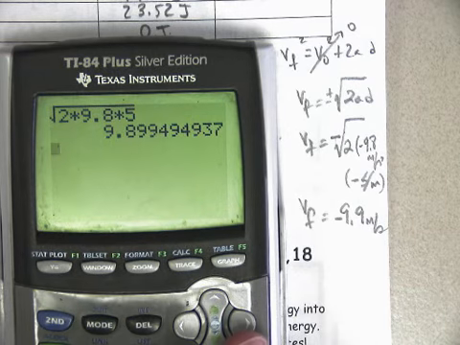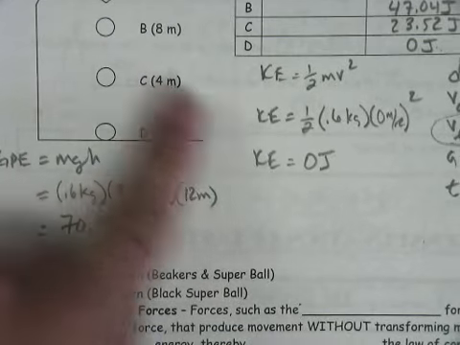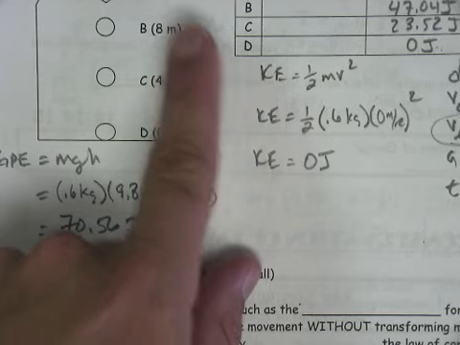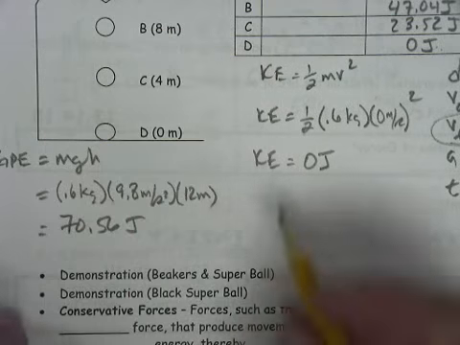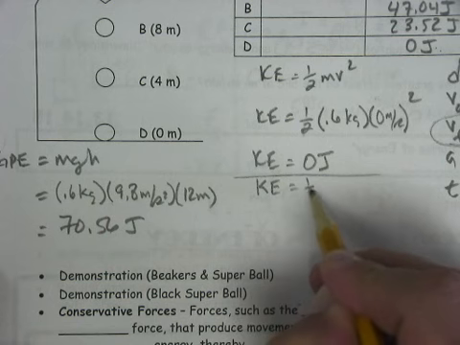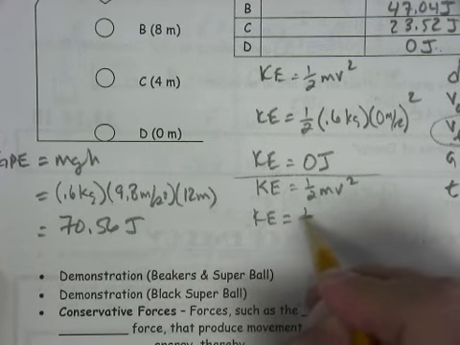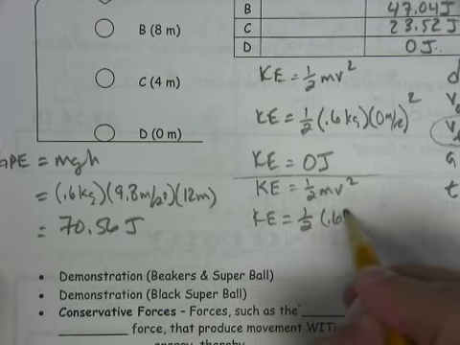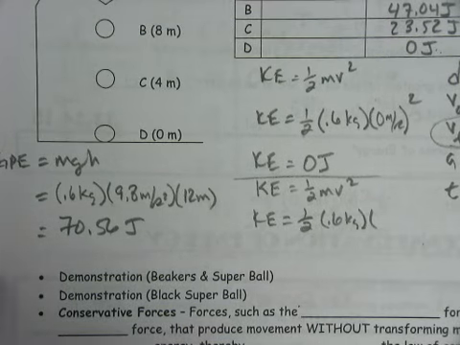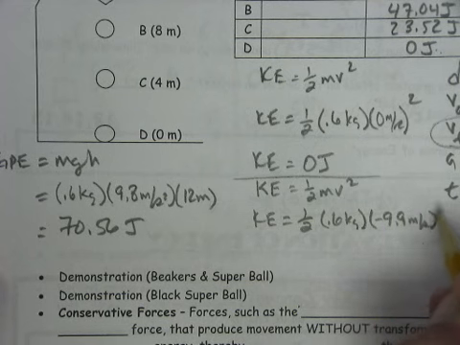So there's the speed. That's the speed at B, right up here. So I can use that speed with the kinetic energy equation to figure out the kinetic energy at B. Almost feels like a vicious circle. So kinetic energy equals 1/2 mv squared. Kinetic energy equals 1/2 times the mass, 0.6 kilograms, times v, which is negative 9.9 meters per second, squared.